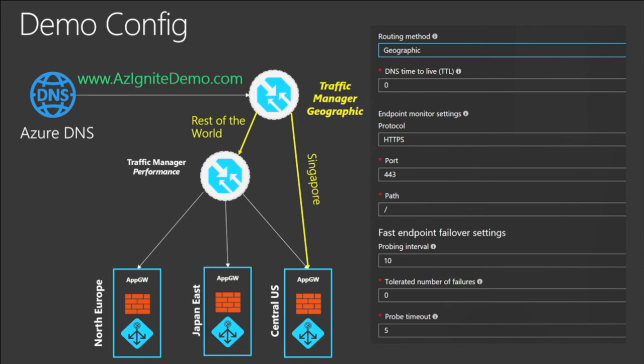So what I have done is that the first level is a geographic profile, where you say, rest of the world, go to this site. Singapore, go to US Central. Now the second level profile is that, go to the best one. So this is what it is. And I also have the monitoring settings in here, where for the parent profile, you can see that we are monitoring using the HTTPS protocol. What Traffic Manager will do is that it'll send an HTTPS request and wait for a 200 OK. Anything else, it'll consider it to be unhealthy.